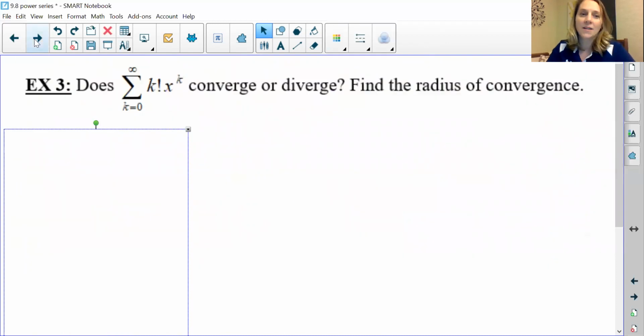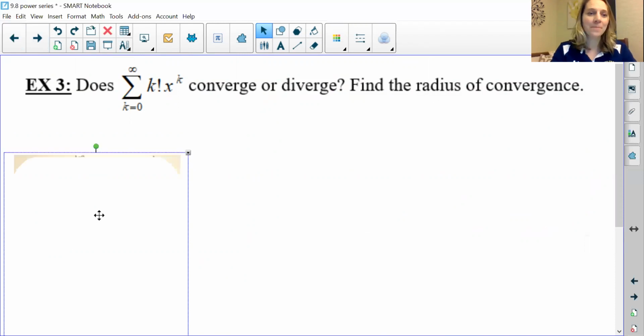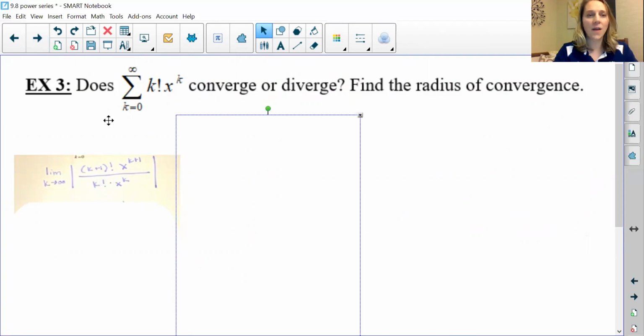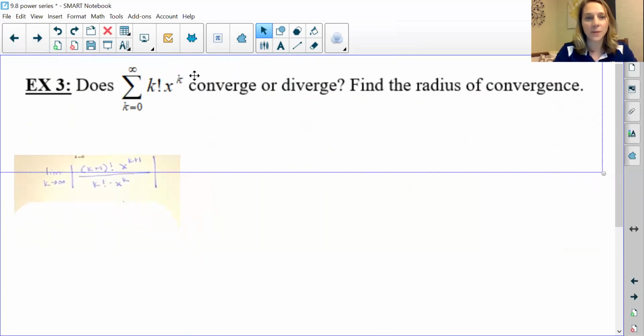Let's do another. So here we have, does the series converge or diverge, and find the radius of convergence. So again, we're going to use the ratio test. Okay, so let's try it. The first thing we have to do is that ratio test. And so that means I'm going to do a k plus 1 everywhere we see k. This wasn't a fraction to begin with, so it is just k plus 1 factorial times x to the k plus 1 over our original term, that k factorial times x to the k.